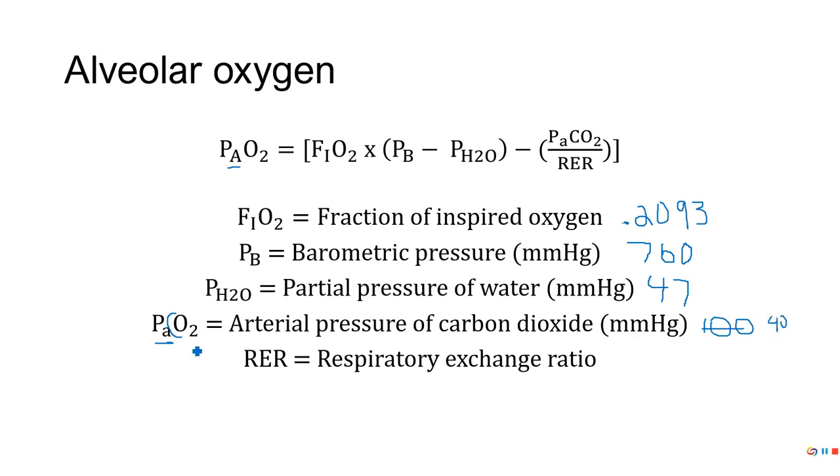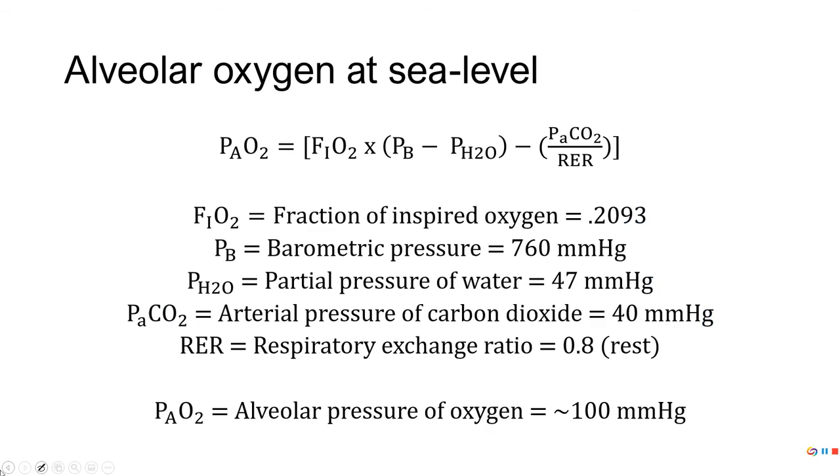If you did the math on this, our PAO2 would be pretty close to about 100. It's P big A, so alveolar oxygen. It's going to be pretty close to arterial oxygen, but it's not actually always the same, and we're going to talk in the next lecture about why that is. If we walk through this, here are the values that we'd put in. Respiratory exchange ratio is between 0.7 and 0.8 at rest. That gives us a value of about 100.